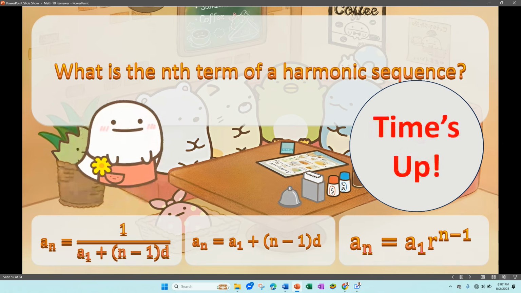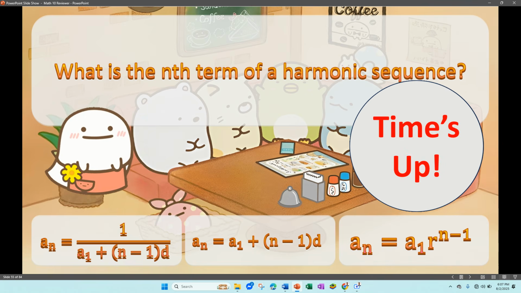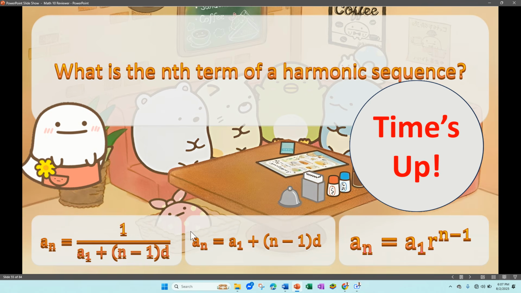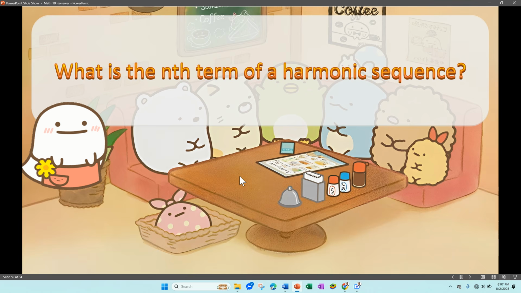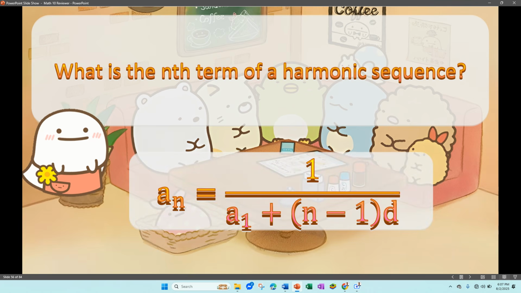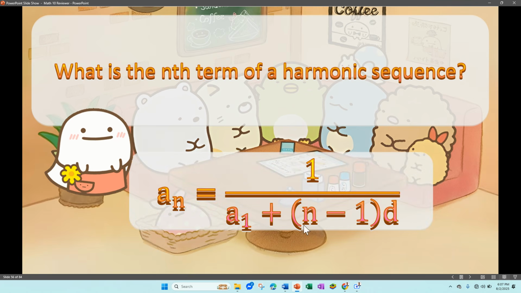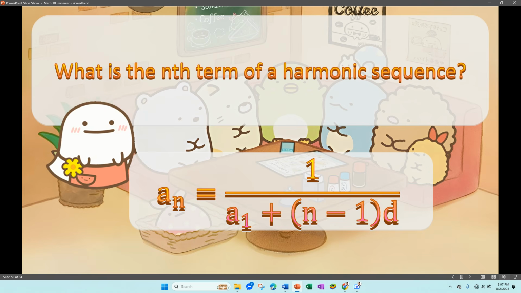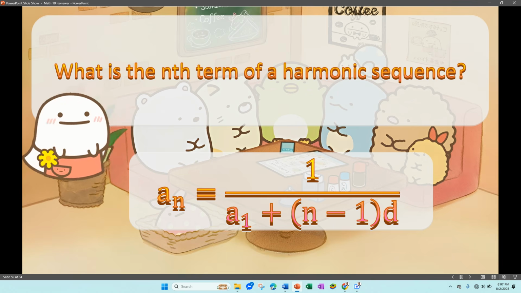Time is up. So again, pag sinabi natin yung harmonic sequence, ito ay reciprocals of arithmetic sequence. So the correct answer is option A. So this is reciprocal of arithmetic sequence. Yung denominator po is the formula for arithmetic sequence.